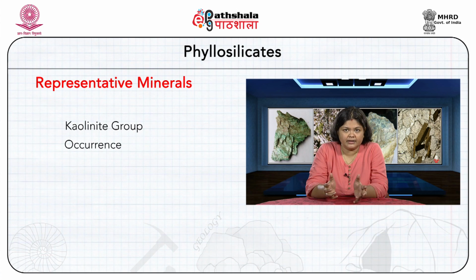As for their occurrence, we find them associated with quartz, feldspar and muscovite. They primarily form by weathering or hydrothermal alteration of feldspars. It is also a common constituent of the clay size fractions of sediments, where it forms by direct precipitation.